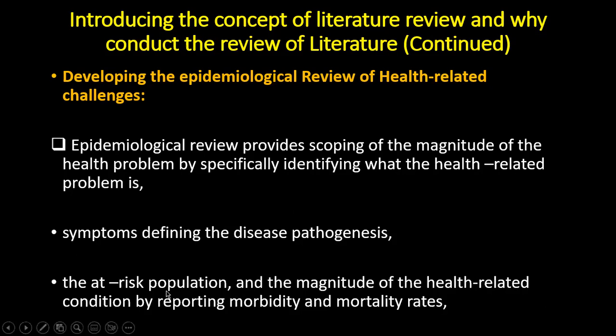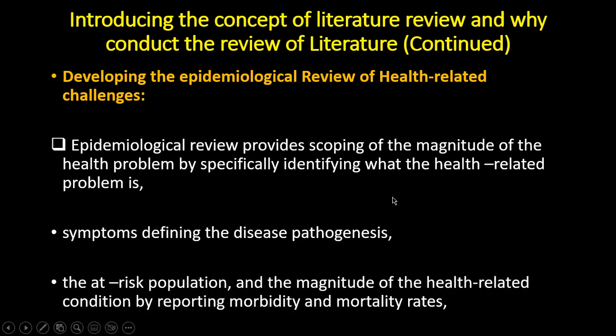So after defining the population at risk and the magnitude of the health-related condition by reporting morbidity and mortality rates, you're going to identify the symptoms. You're going to identify the symptoms related to the disease, and then the risk factors involved. And with this, you'll be able to identify the population, and you want to characterize the reason why the at-risk population is experiencing the health-related challenges at this point.